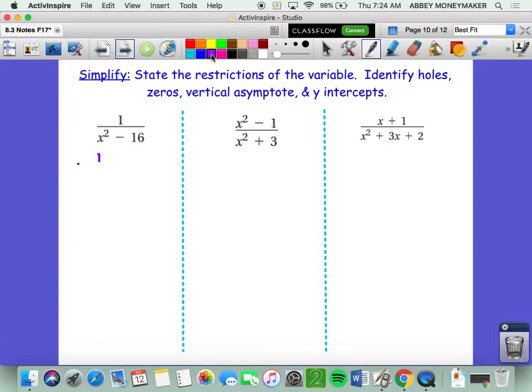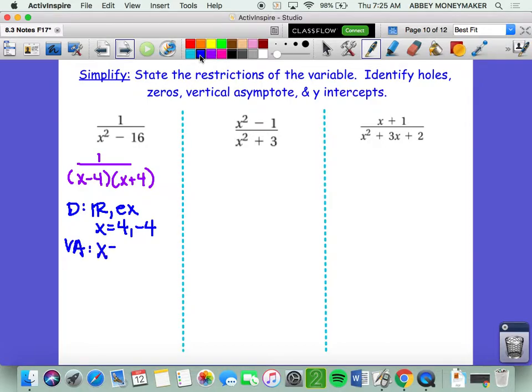So here on this first one, we have to factor first. I'm going to state my domain restrictions. All real numbers except when x equals 4 and negative 4. Now, do any of these cancel on the top? No, they don't. So what does that mean? That means I have vertical asymptotes at x equals negative 4 and 4. That also means no holes.